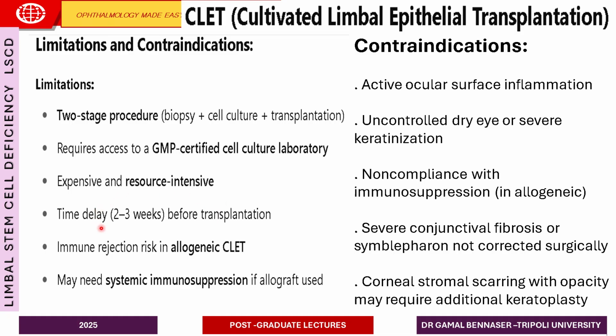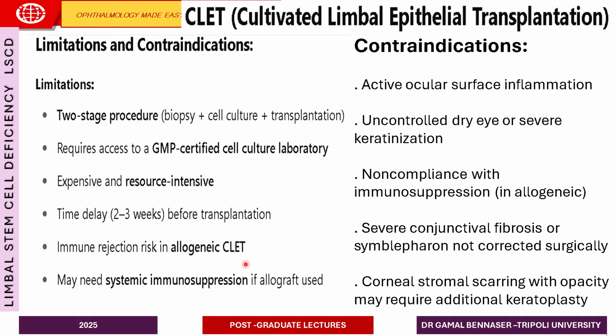And as I said, it is a two-stage procedure. You need 2 to 3 weeks, and immune suppression is needed if it is an allogenic CLET. Allogenic means that you have taken the donor stem cells either from a living related donor, or from the cadaver, that is, from the graft from the tissue bank. So systemic immune suppression is optional, depending on the type of the graft. If it is autologous CLET, there is no need for systemic immune suppression.